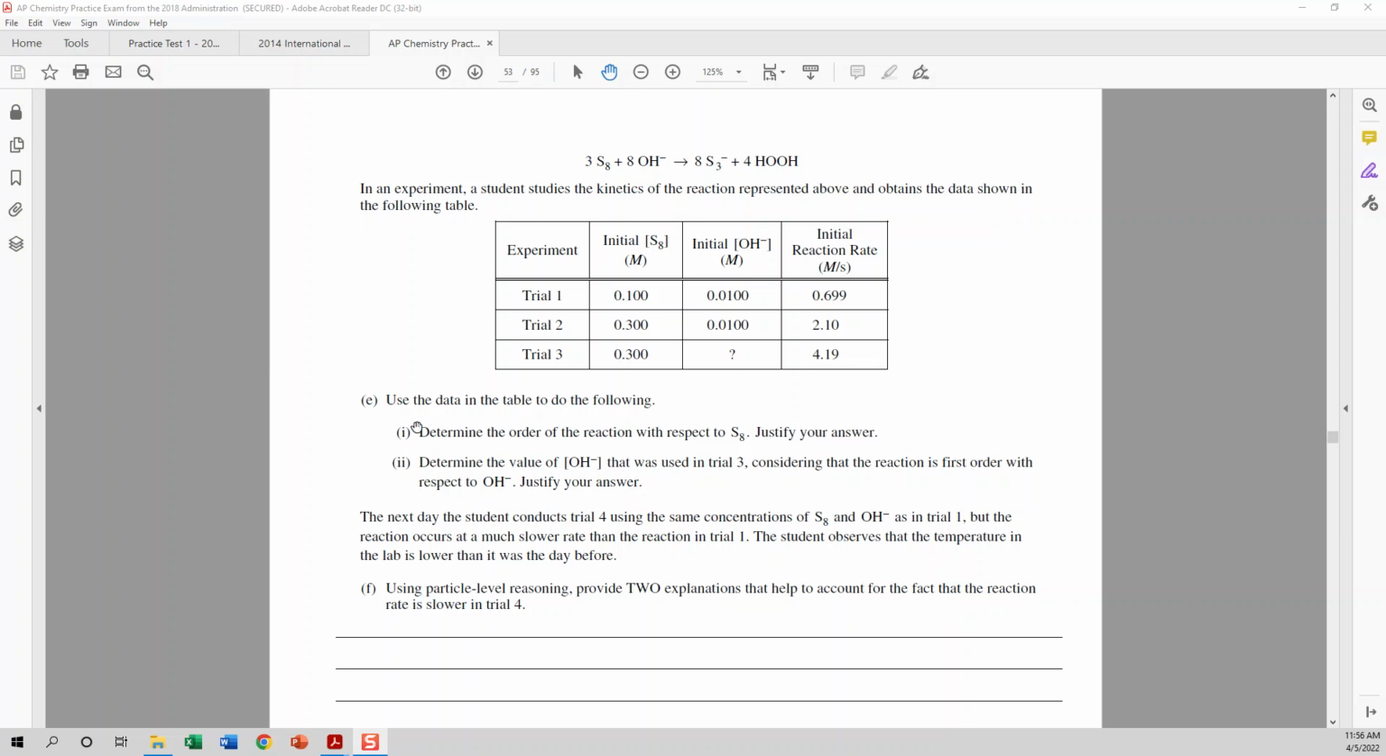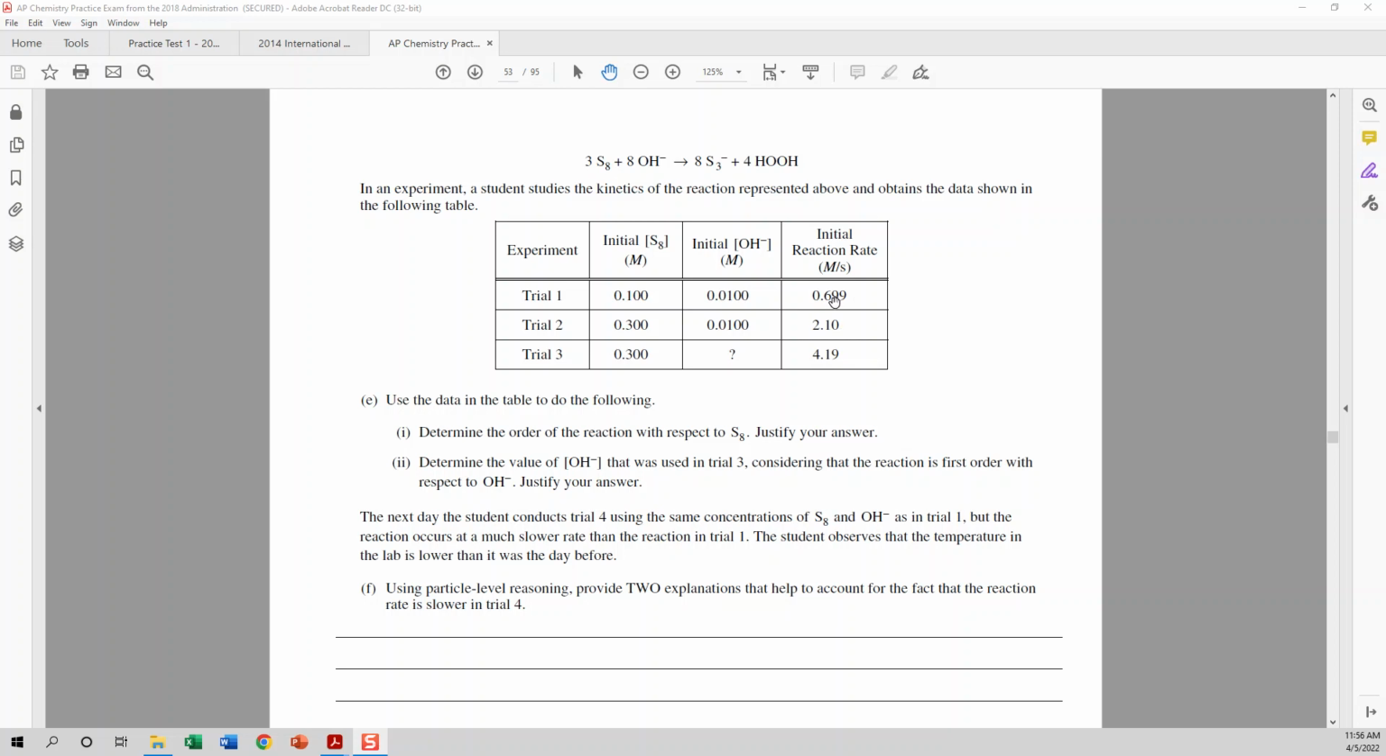All right, so E1, we determined the order of the reaction with respect to S8. So that's just asking us the reactant order of S8. And we just found out it was first order. Why? Because when we tripled the concentration of S8 and held the hydroxide constant, the rate also tripled. That's a first order reactant, right? If the rate stayed the same, then we know S8 is 0 order. If the rate got multiplied by 9, which would be tripled squared, right?